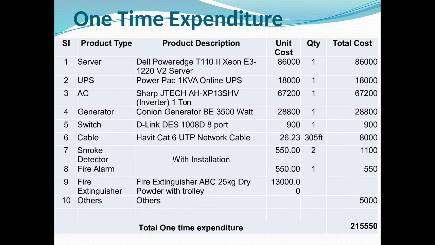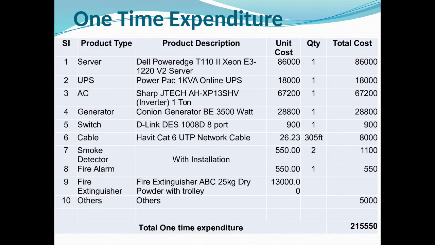We have chosen the inverter technology AC of Sharp. It is a 1-ton AC, assuming that the room is 80 square feet. According to Best Electronics, the price is 67,200 taka. We have chosen the generator of Conion. It has a capacity of 3,500 watt, and the price at Best Electronics is 28,800 taka.